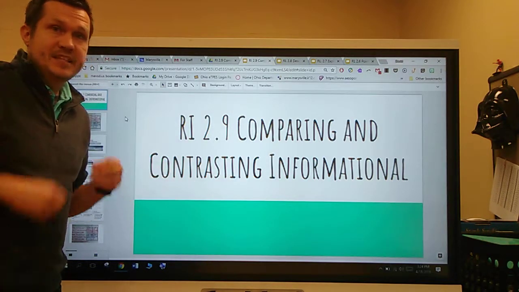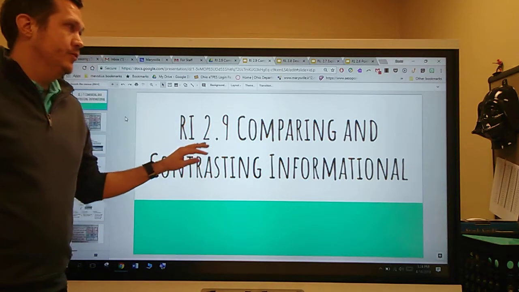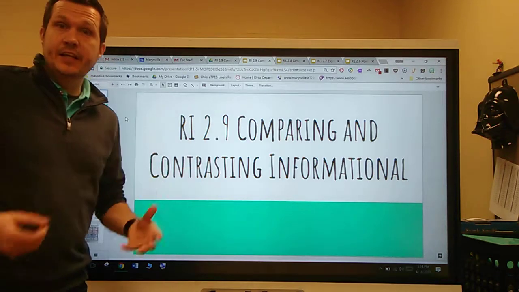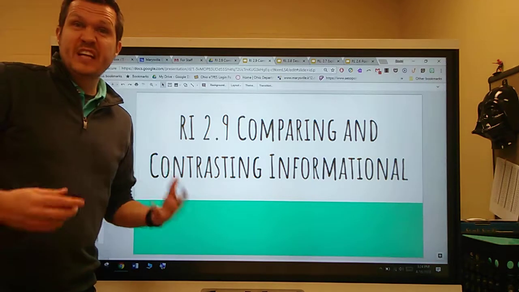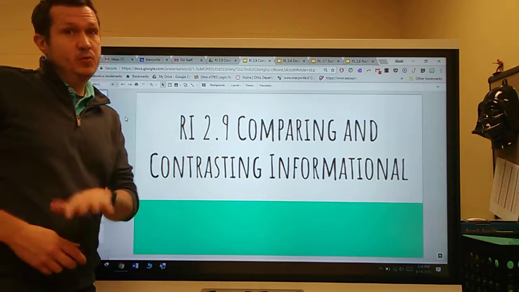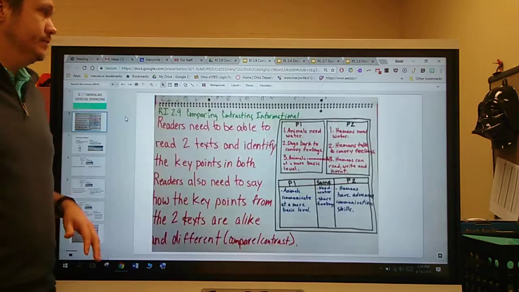Today, I'm going to be teaching you about how you can use comparing and contrasting in an informational text. This is an important skill to be able to do when you're reading nonfiction and even stories too, but we'll talk about that one later, how to use it inside of stories.